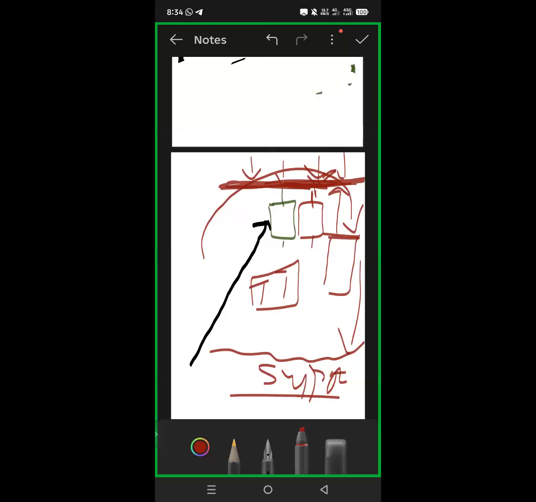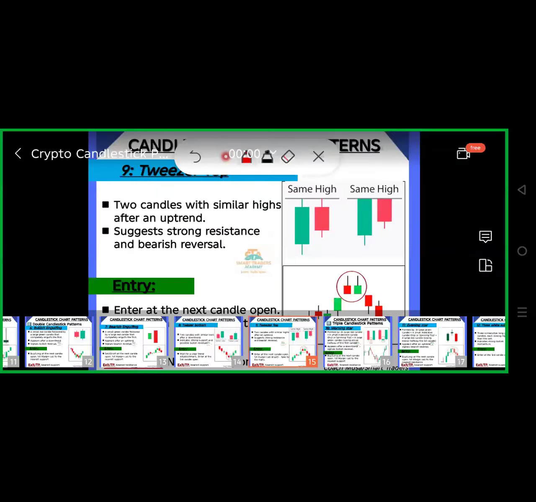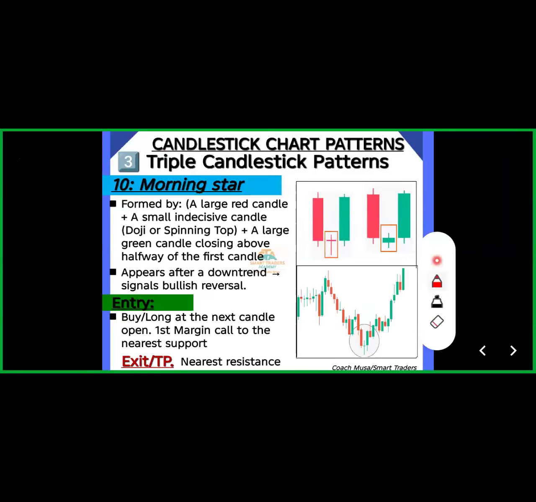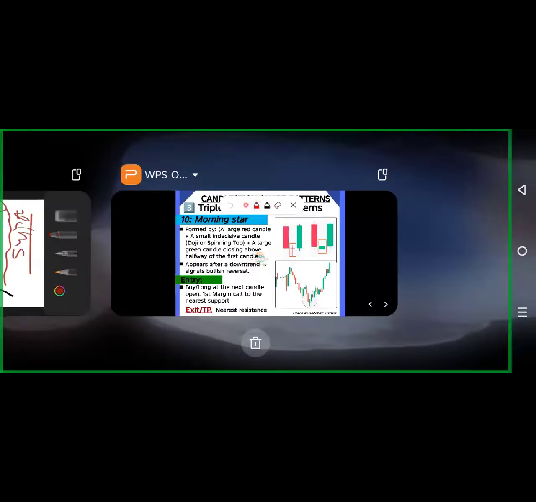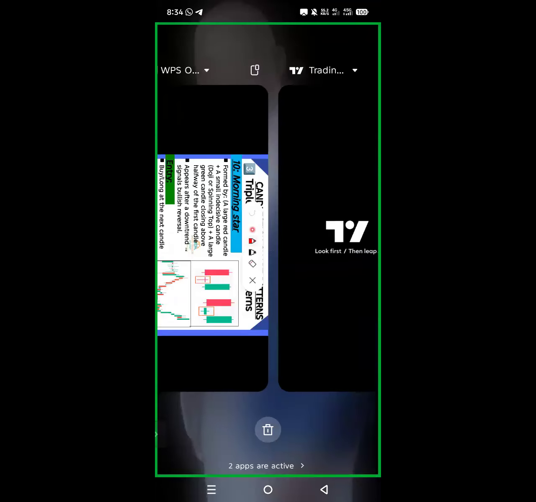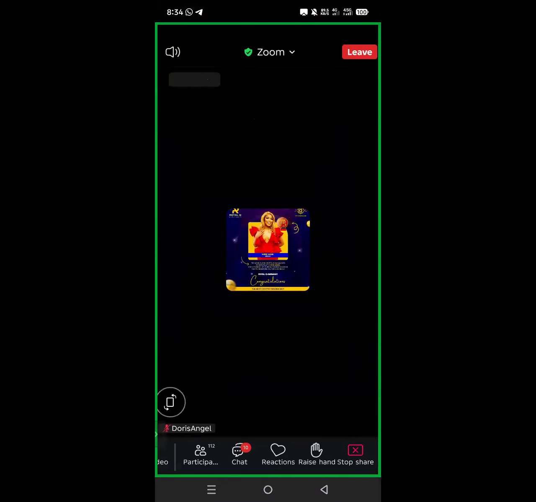So I hope that is very clear about the tweezer top and the tweezer bottom. So I would want us to go to the chart, try to identify a couple of them, and then see how they fared when they were formed. I hope that has been clear for everyone. Is it okay for everyone?